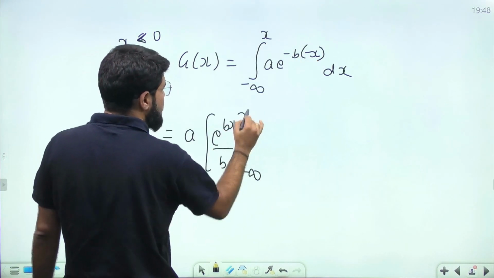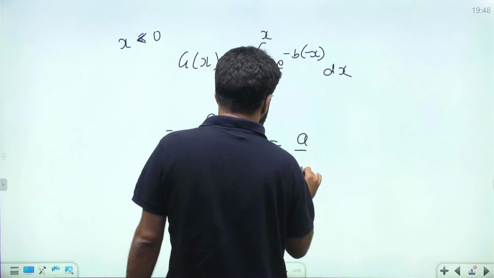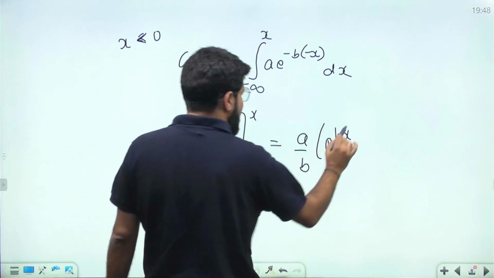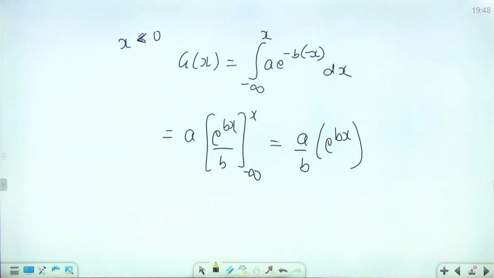Okay, that is minus infinity to x. So the answer is (a/b) e raised to the power bx, upper limit minus lower limit, where e to the power minus infinity will be 0. So (a/b) e^(bx).